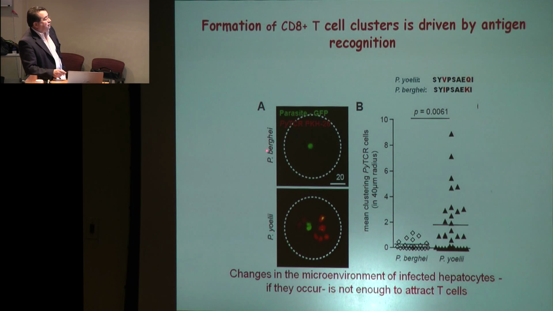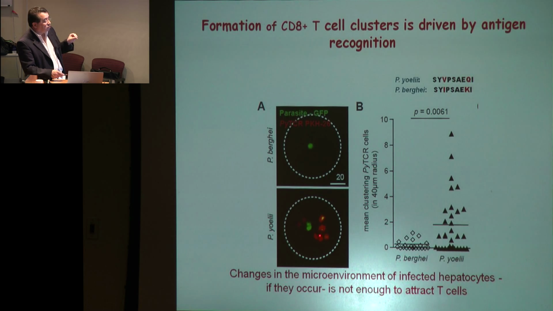If we infect the mice with Plasmodium berghei, which contains an epitope slightly different from Plasmodium joellii, the cells which are specific for joellii couldn't care less about a parasite infected with berghei. They are capable of seeing that this is not the parasite that they can recognize.